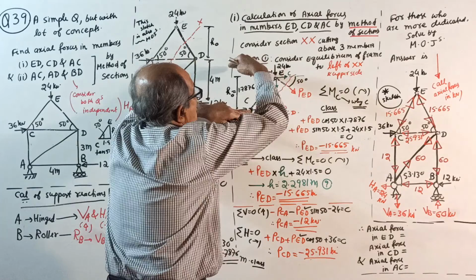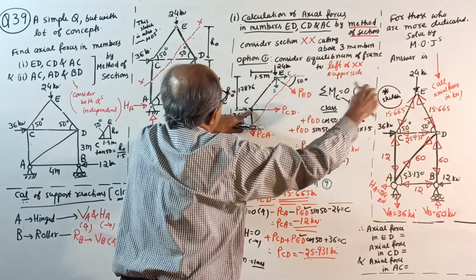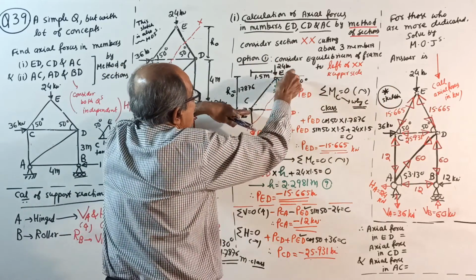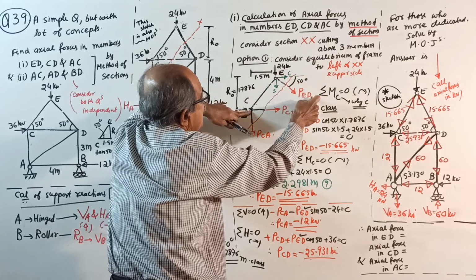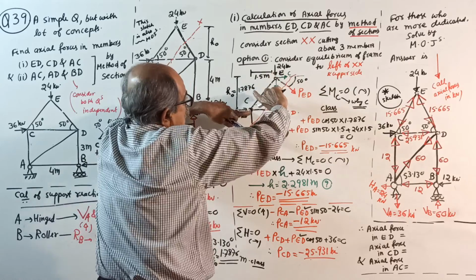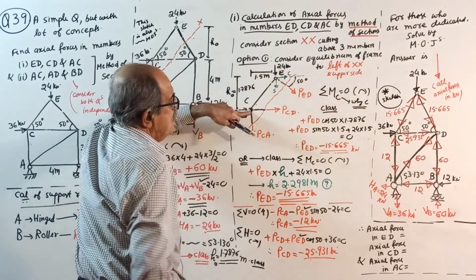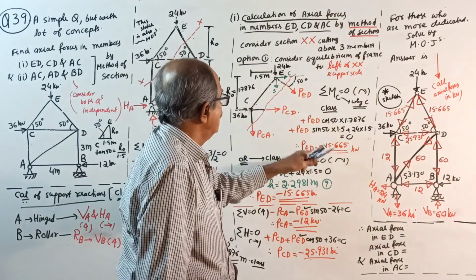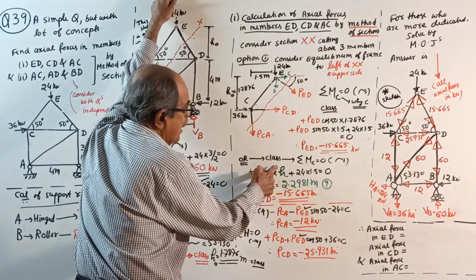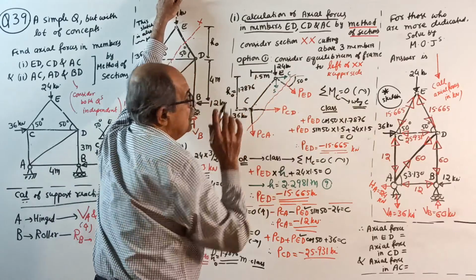Now do one thing, take moment. See, this component, PED cos 50, this component into this H naught, clockwise. And this component, PED sine 50, this component into 1.5, again clockwise. 24 also into 1.5 equal to 0, you will get the value of PED. Okay, one option. Make a note here, this is by resolving.